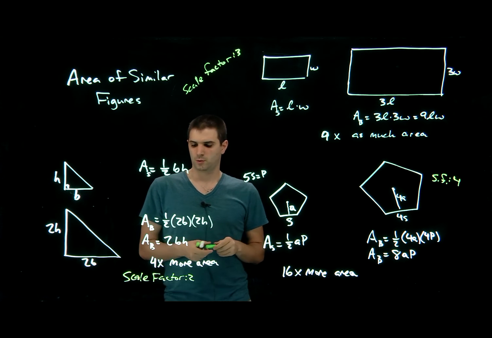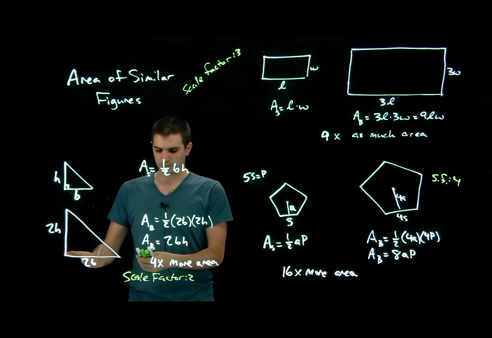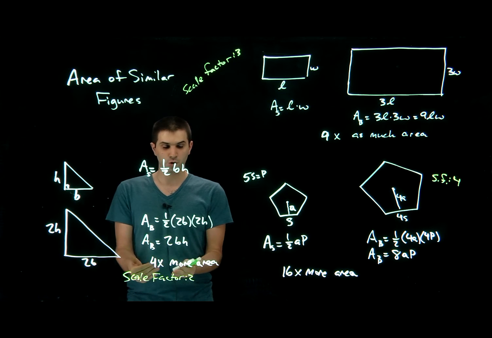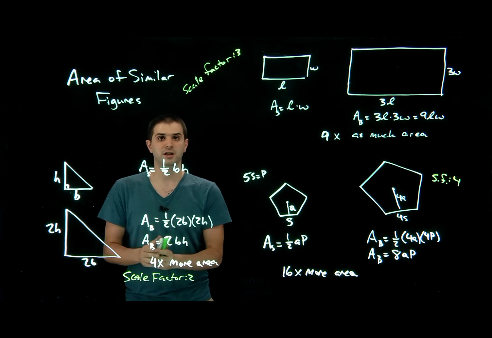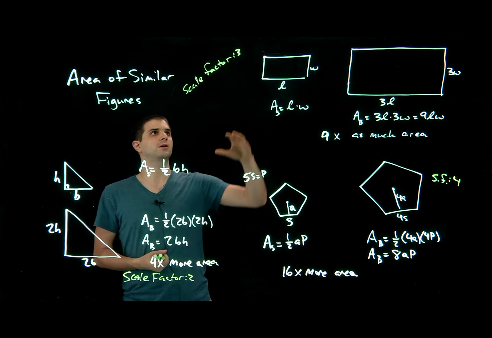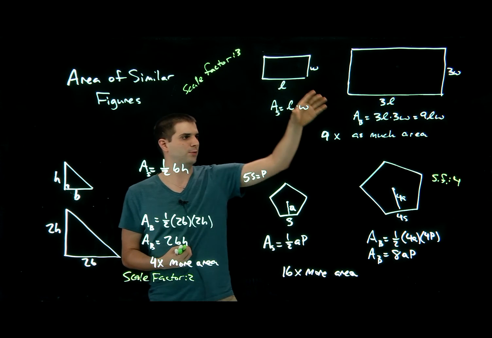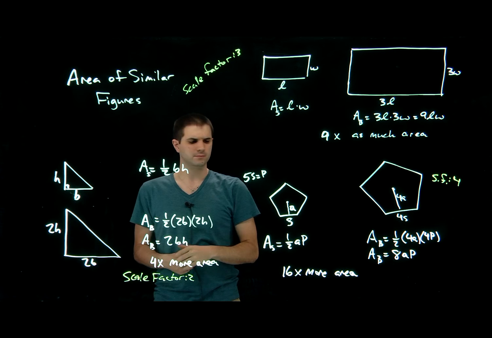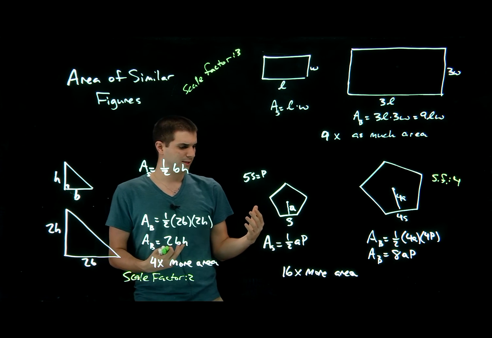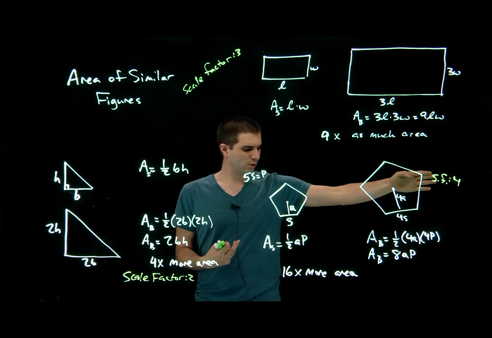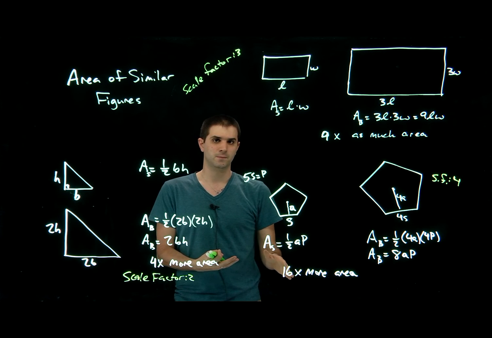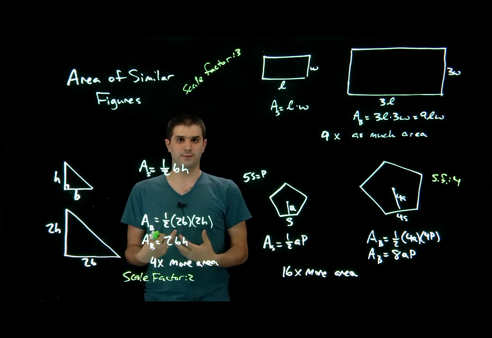At first, we had triangles. Scale factor was 2, and we got 4 times as much area. Next, we looked at quadrilaterals. Scale factor was 3, and we had 9 times as much area. Then we looked at some polygons, and we said the scale factor was 4, and there's 16 times as much area. You should start to see a pattern developing here.